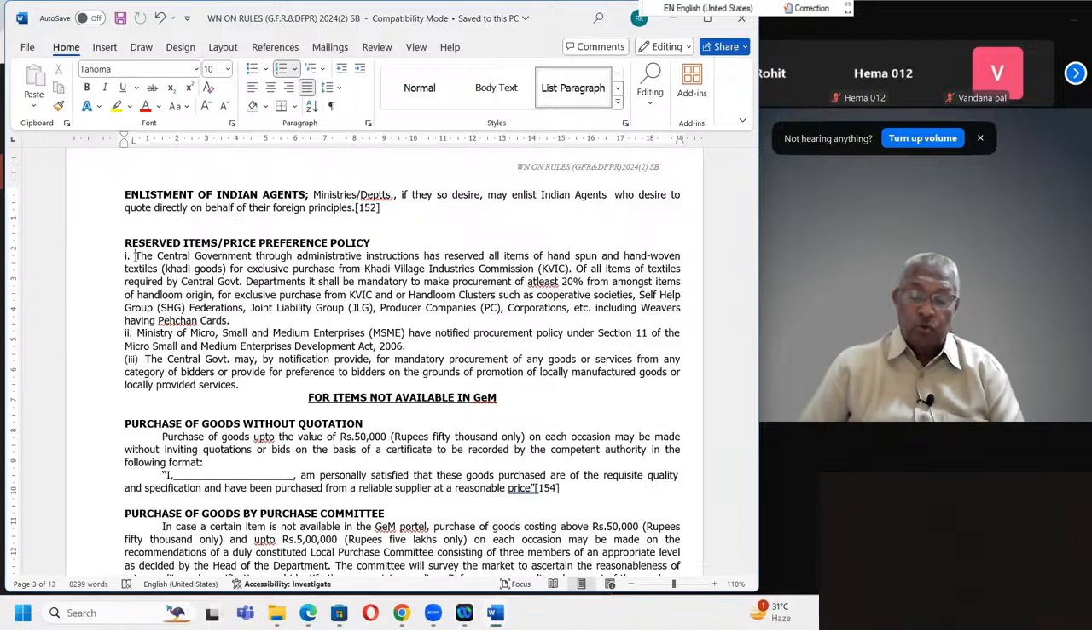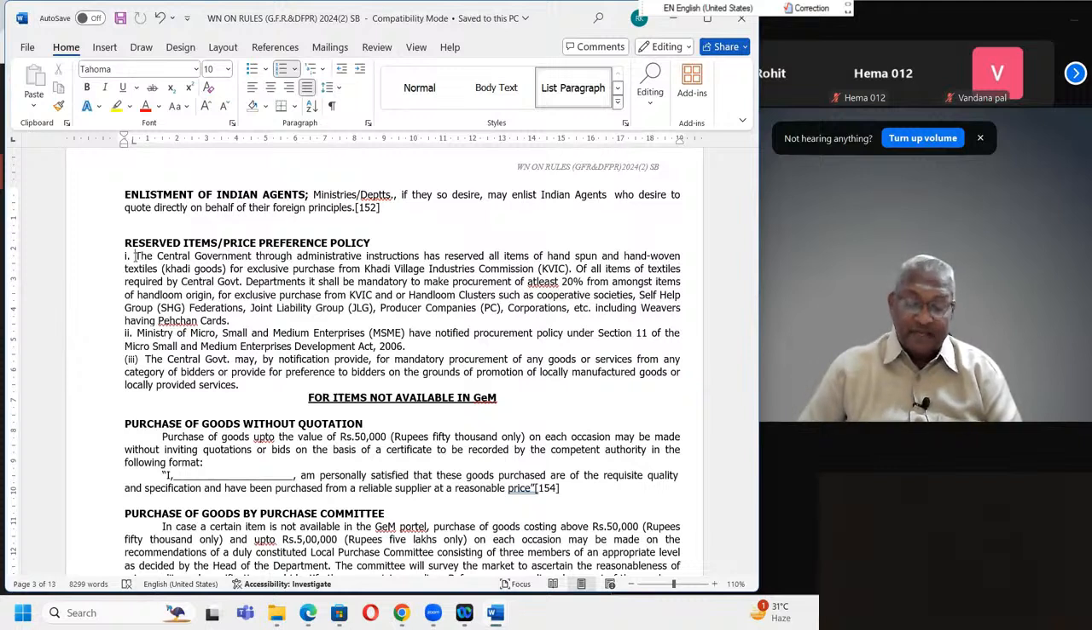The central government, through administrative instructions, has reserved all items of hand spun and hand woven textiles, khadi goods, for exclusive purchase from Khadi Village Industries Commission of all items of textiles required by central government departments. It shall be mandatory to make procurement of at least 20% from amongst items of handloom origin for exclusive purchase from KVIC and or handloom clusters such as cooperative societies, self-help groups, federations, joint liability group, producer companies, corporations, etc., including weavers having Pehchan cards.